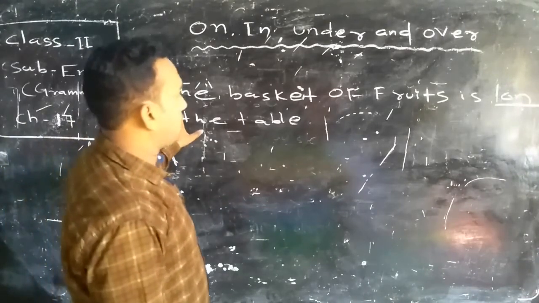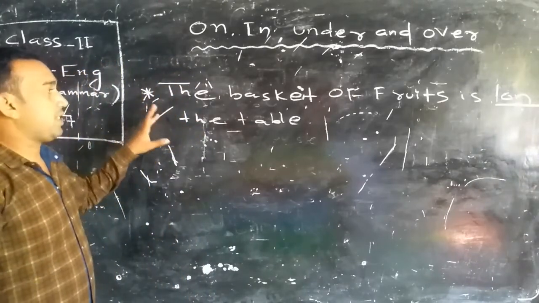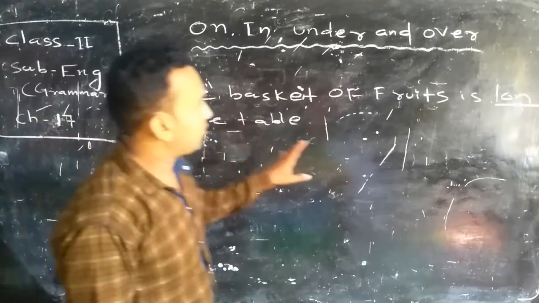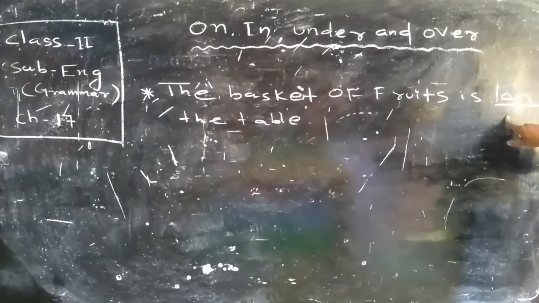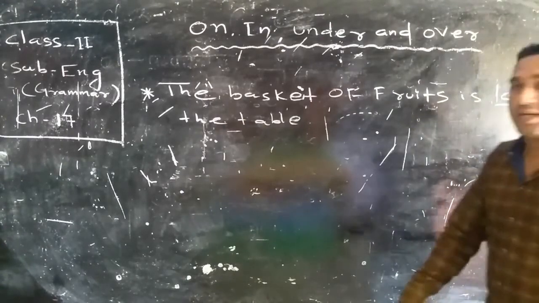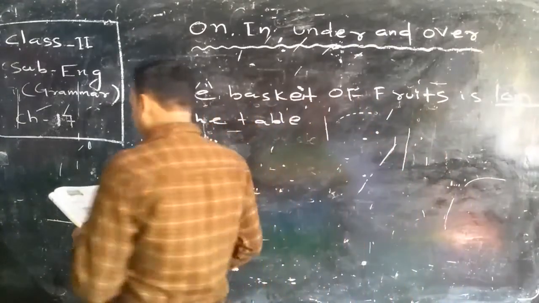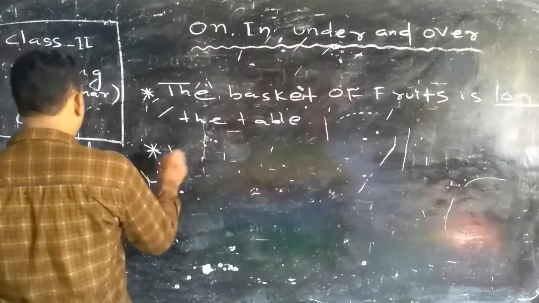जो बास्केट जो है उसमें फ्रूट्स हैं, वो जो है टेबल के ऊपर में है, इसलिए हम लोग क्या यूज किए हैं, ऑन द टेबल. द बास्केट ऑफ फ्रूट्स इज ऑन द टेबल. ओके. सो स्टूडेंट, note it in your copy. Okay. See the picture properly and see the blackboard properly. Okay. So we have to understand well. Okay. Then another number.